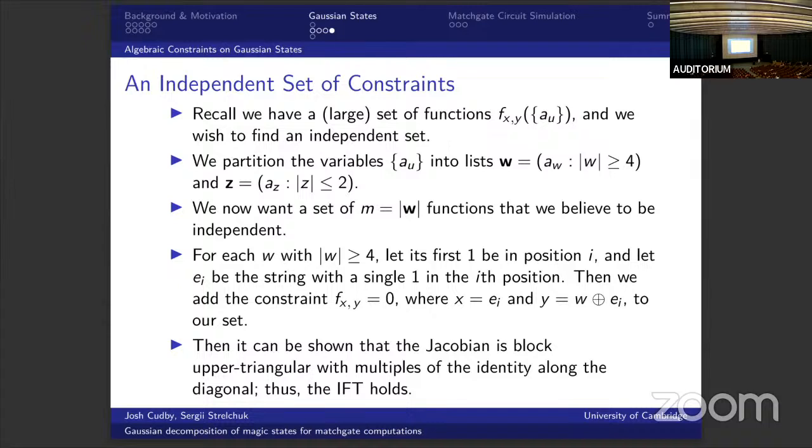For each w, which is heavyweight, we find its first one, and then we take the constraint function f(x,y) equals 0, where x is just a single one in that first bit, and y is the string w, but with its first bit kind of unset and changed to a 0. And if you actually go through and do the calculations, you can end up seeing that the Jacobian is block upper triangular, and the blocks along the diagonal are just multiples of the identity. So in particular, the IFT holds, and we have an independent set of constraints.